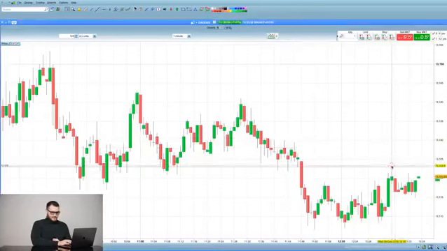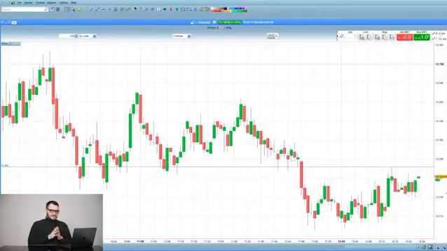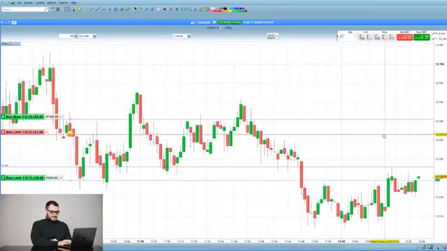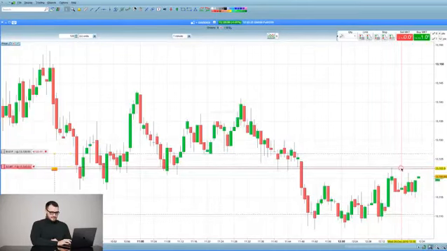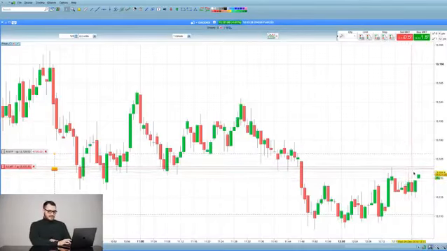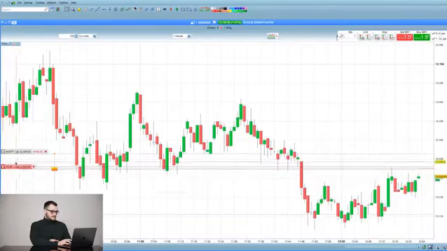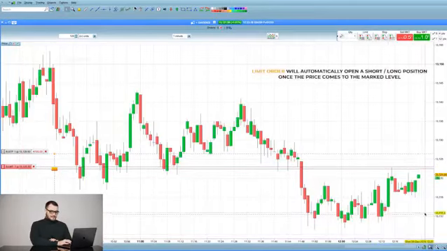So let's mark our level right here, just an imaginary one for the sake of an example of how to place a limit order. And then you have to click on the limit order right here. So this line will be, for example, placed down here 0.5 points below the level. And this is the place of your limit order. So you've placed your limit order at 13,122.5. And this limit order would automatically open a short position once the price comes to this level.